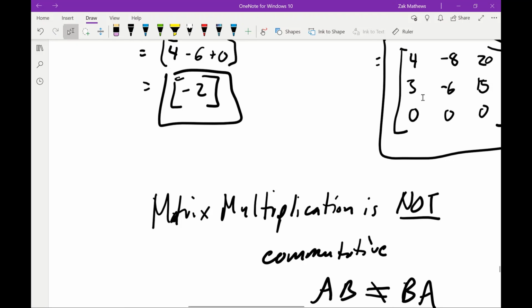Hopefully this has been helpful. We now see some operations of matrices, and we can also see their applications.